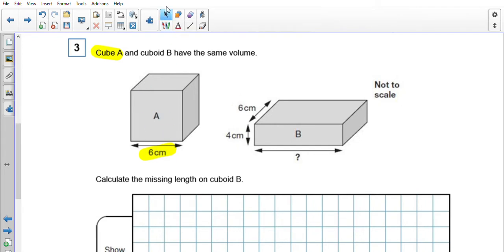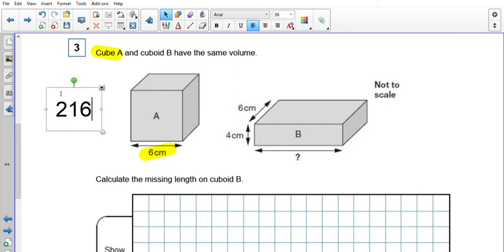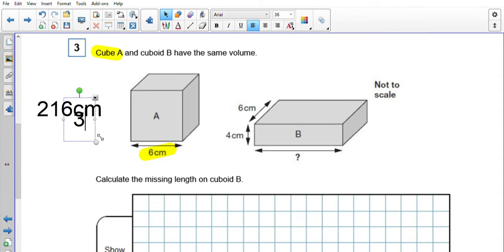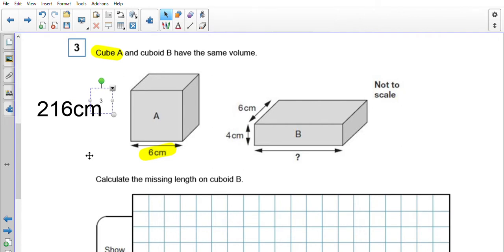You need to know what 6 cubed is, and you can work that out by doing 6 times 6 times 6, or you simply know that's 216 centimeters cubed for our volume. So then that's going to be the same for B.